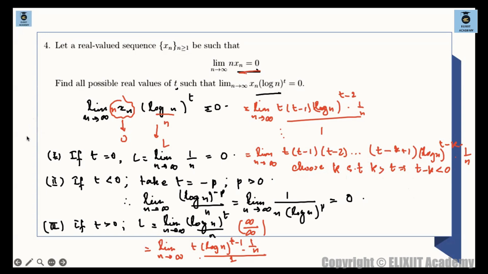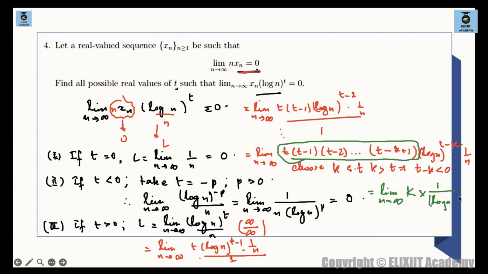Don't you think this part is just a constant? It is just a constant which we have considered. So technically this can be taken out, this limit. So we are left with limit n tends to infinity, k times of the remaining part. Remaining part is what? 1 by log of n whole to the power of t minus k.